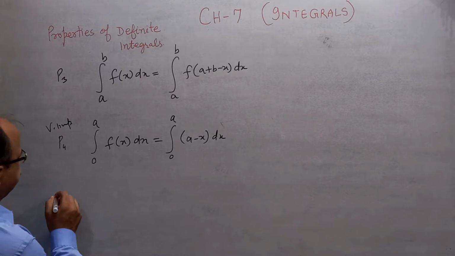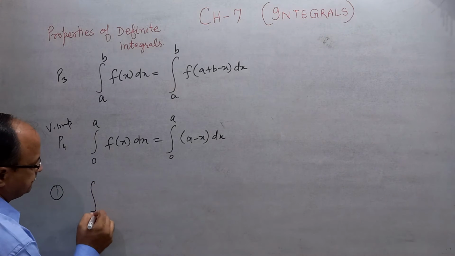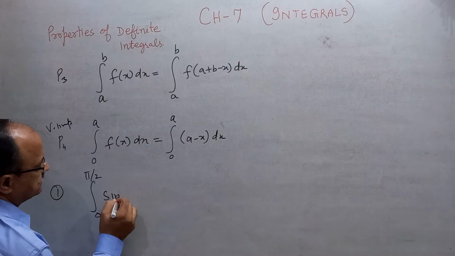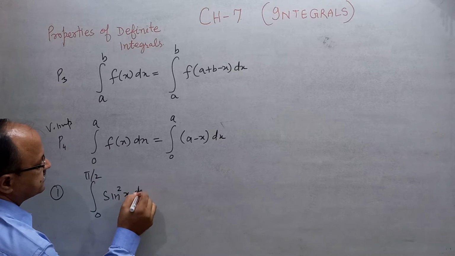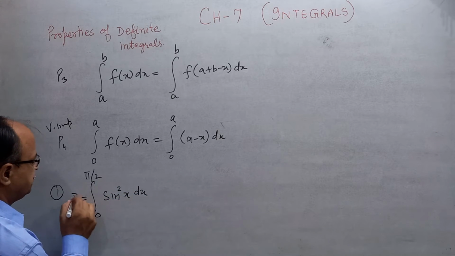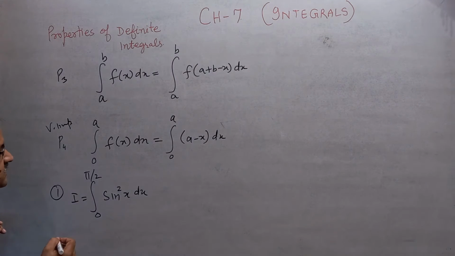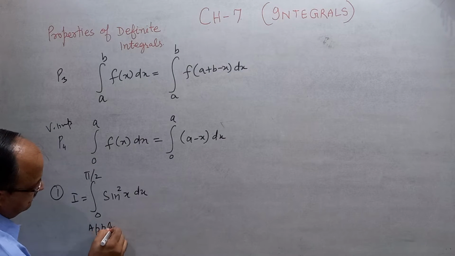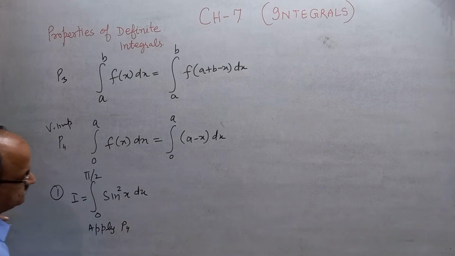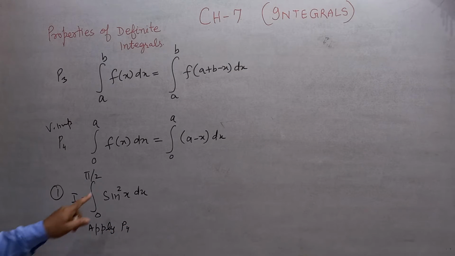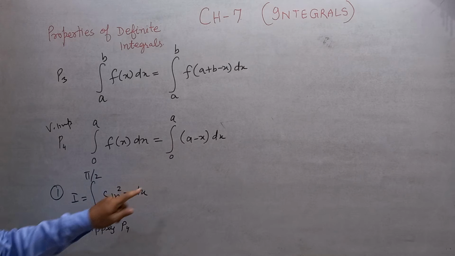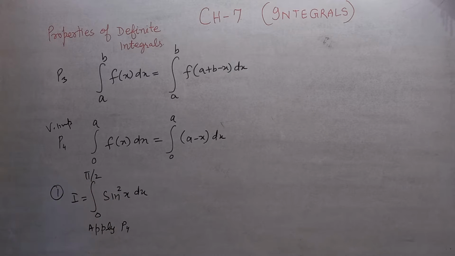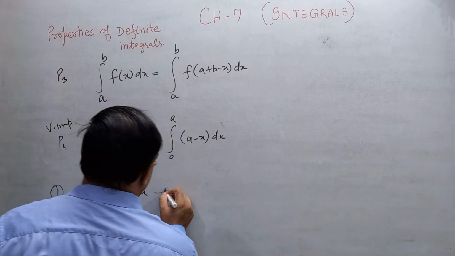For example, question number 1, 0 to pi by 2 sin square x dx. This is the first question of exercise 7.11. Now apply P4. Replace x by a minus x. A is here pi by 2. So replace x by pi by 2 minus x.